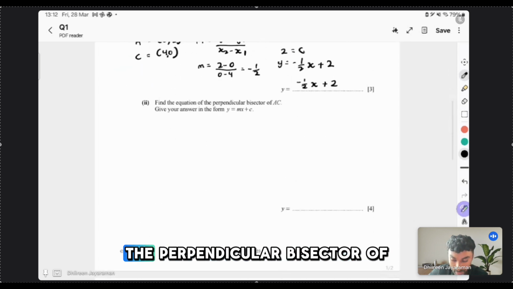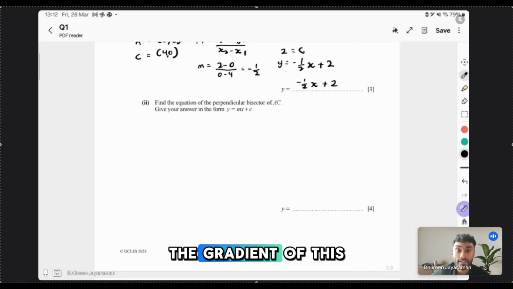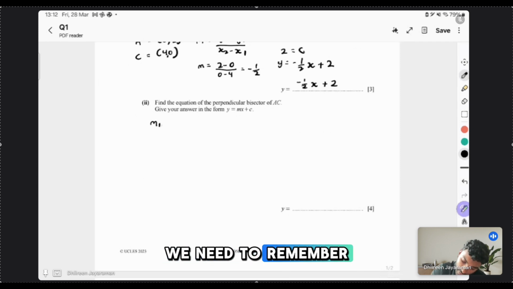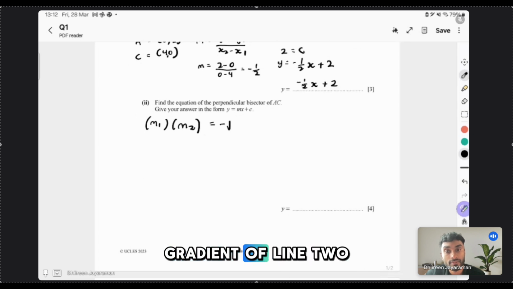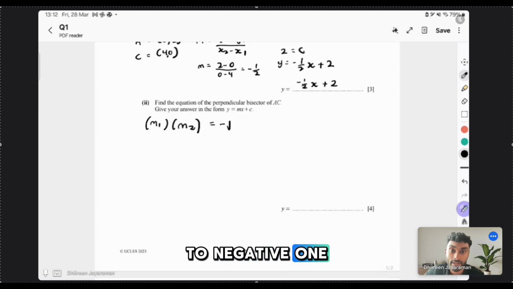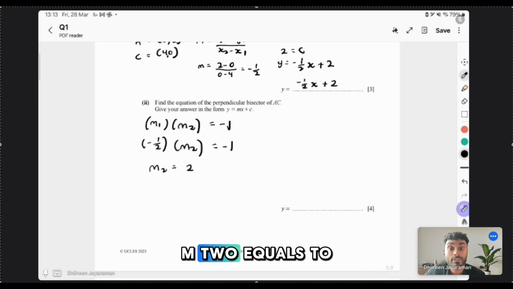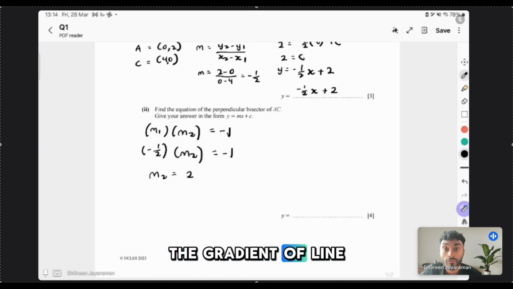Find the equation of the perpendicular bisector of AC. Give your answer in the form of y equals mx plus c. Firstly, to find the gradient of this line, we need to remember the formula m1 times m2 equals negative 1, where m1 is the gradient of line 1 and m2 is the gradient of line 2. So when they are perpendicular to each other, the product will equal negative 1. So in this case, m2 equals 2. So now we found the gradient of line 2.